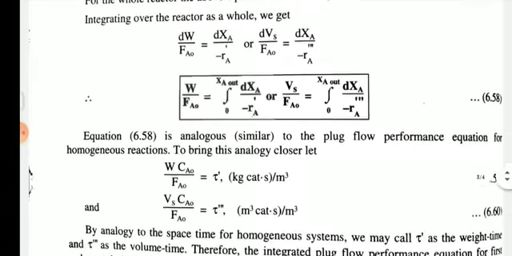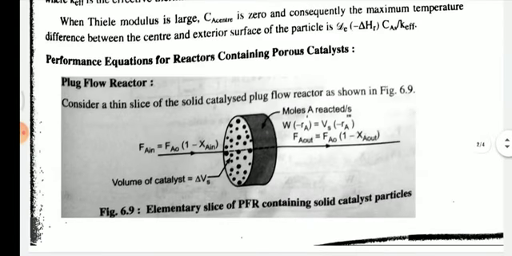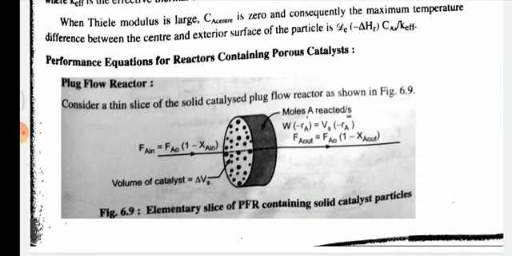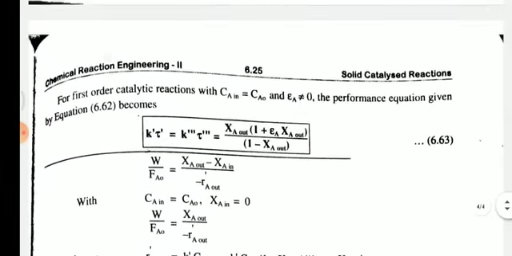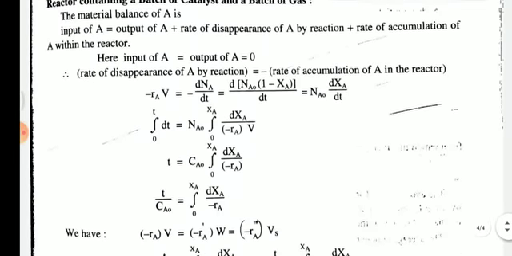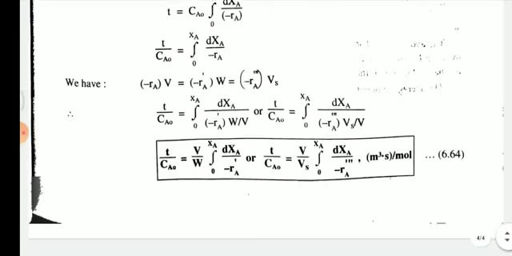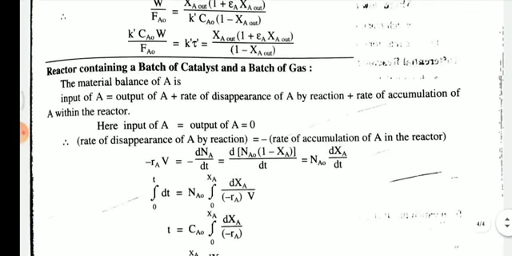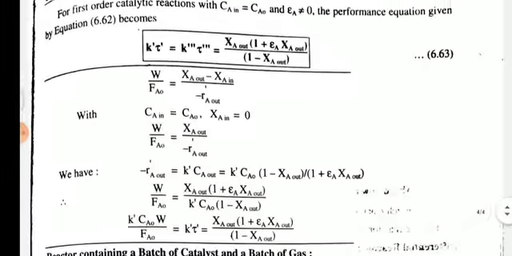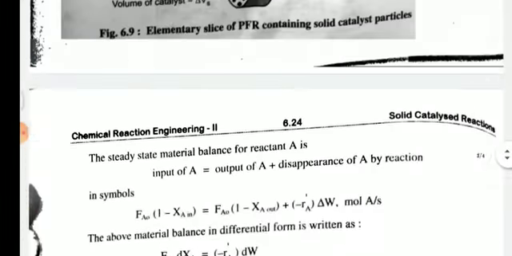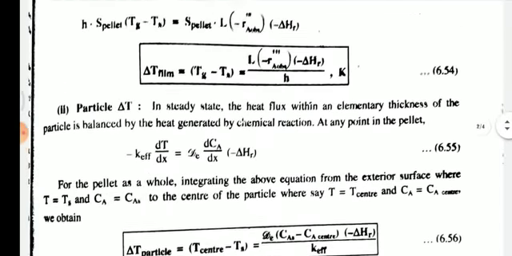So basically it is derived from the plug flow reactor, and only this plug flow equation is asked in GTU. So these are the equations of plug flow and mixed flow. Now the other data given below is a reactor containing a batch of catalyst and a batch of gas. The reactor which contains a batch of catalyst and a batch of gas, so it should be in the form of gas.